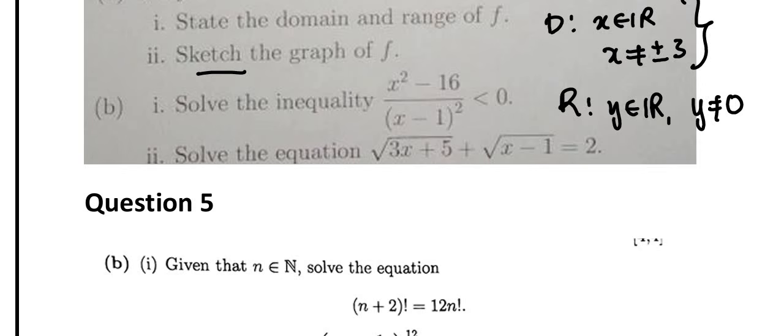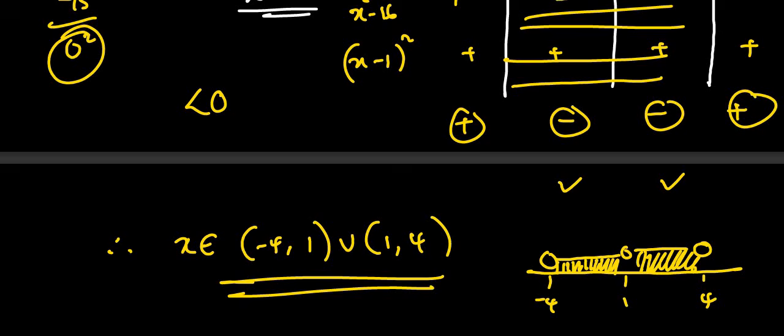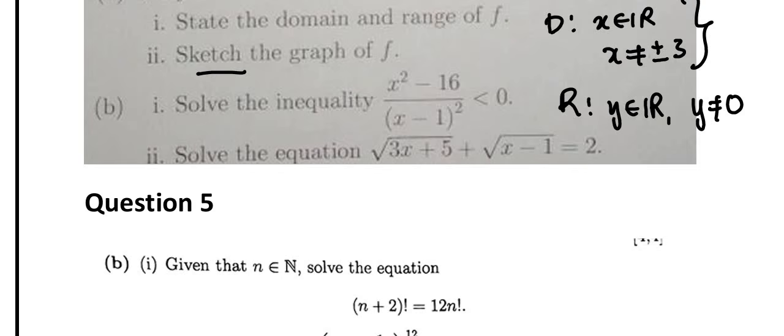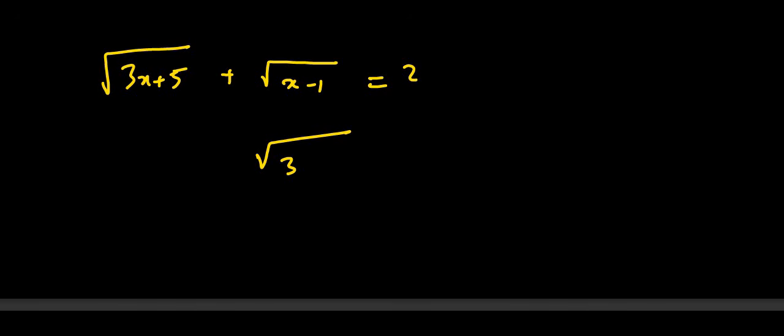Look at this other one here. If there are 2 square roots or radical expressions, we take 1 on the other side. This is something like on your tutorial sheet. So this is 3x plus 5, plus x minus 1, equal to 2. So we said 3x plus 5 is 2 minus root of x minus 1.